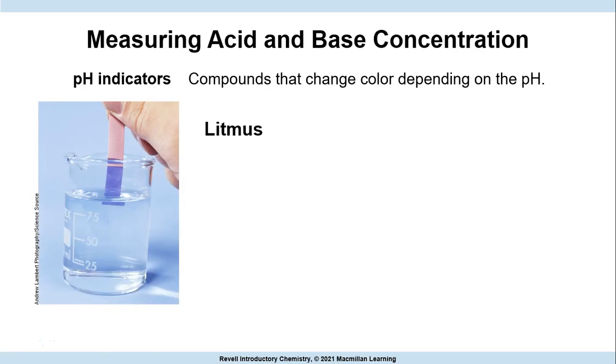The very first pH indicator here is litmus. Litmus is one of the oldest ways and it is used to identify an acid or a base. For litmus, we have red litmus paper and blue litmus paper. So how do you identify an acid or a base? If you place a blue litmus paper into an acid, it will turn red. And if you place a red litmus paper into a base, it will turn blue.